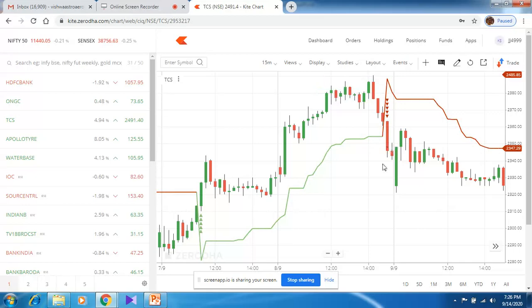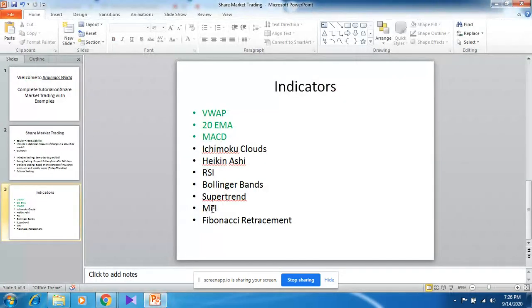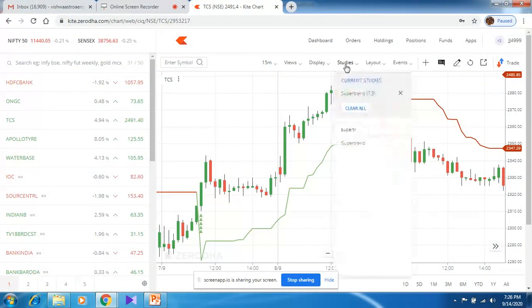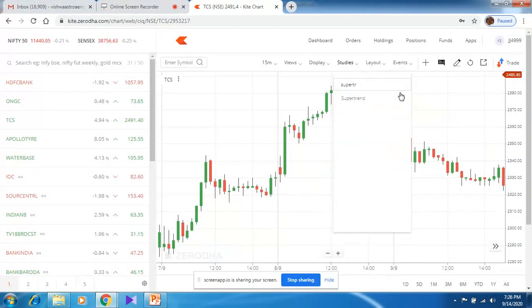So this is about super trend, followed by the next indicator, which is MFI. See, basically MFI refers to money flow index. MFI expansion is money flow index. You need to type it. Okay, money flow index.